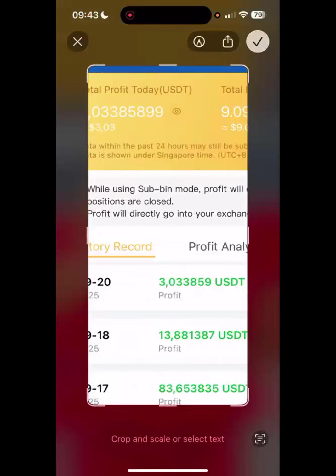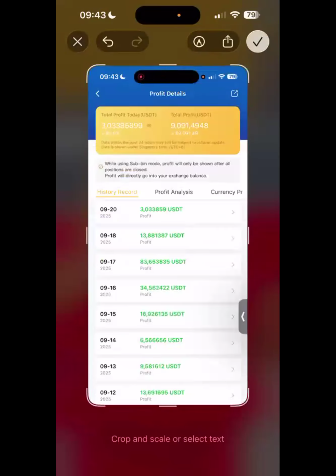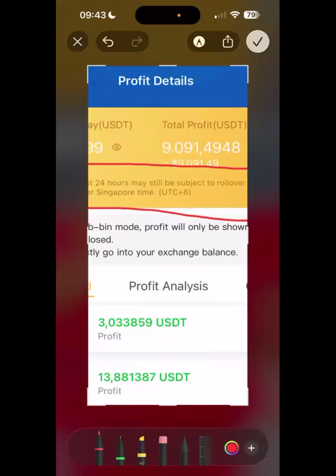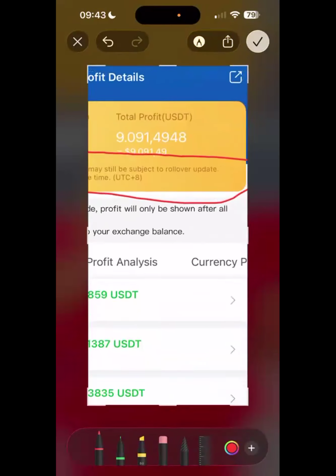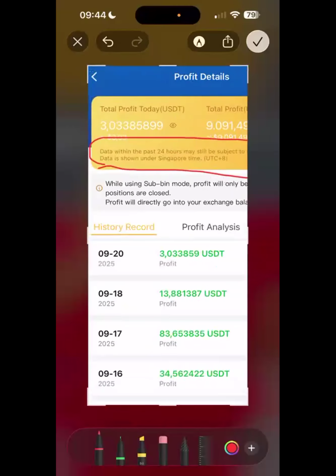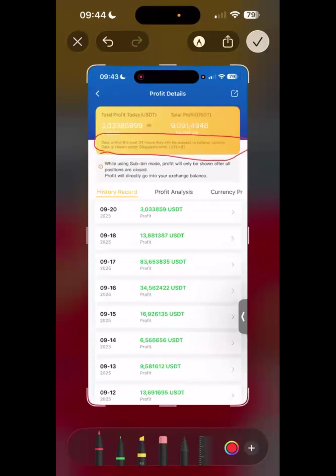Under it, we have something written in small font size. If you are not able to see it clearly, you can't read it. Okay. Now it says data within the past 24 hours may be subject to rollover update. Data is shown under the Singapore time, UTC +8.